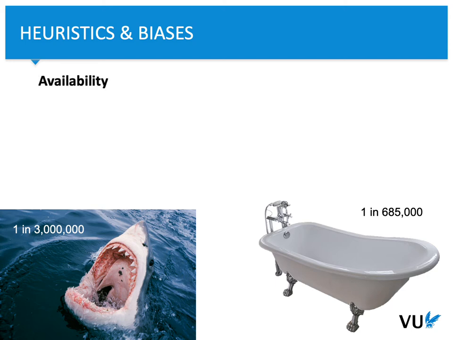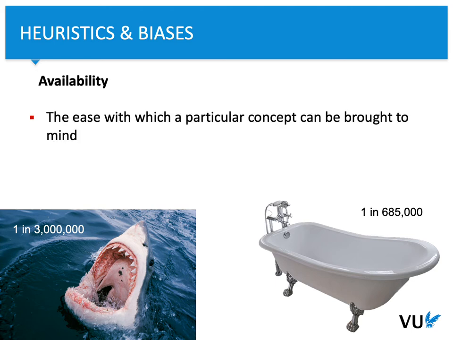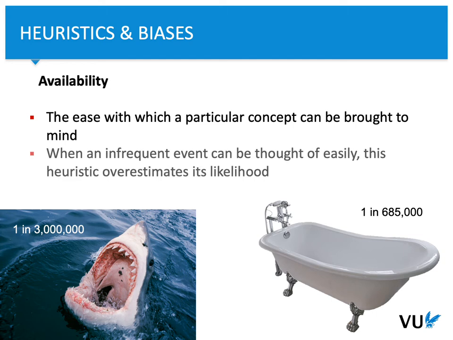This availability heuristic can be defined as the ease with which a particular concept, an idea, a construct can be brought to mind. When a frequent event can be thought of easily, this heuristic leads to overestimation of its likelihood. So, for instance, we know there are a lot of movies with sharks. So probably if you didn't know these numbers, you would think that maybe deaths caused by sharks are more frequent than deaths that happen in a bathtub. Let's take into account another example, terrorist attacks and shark killings. In which one do more people die?